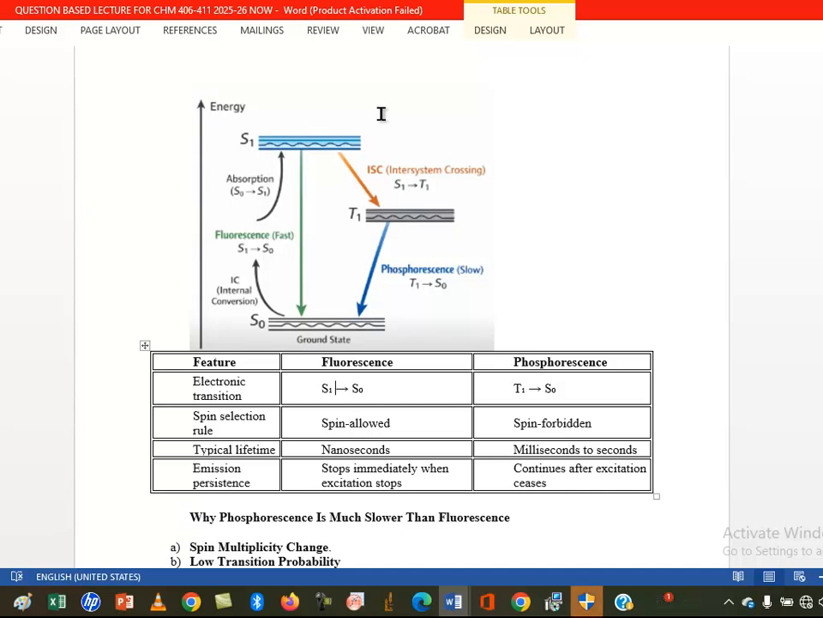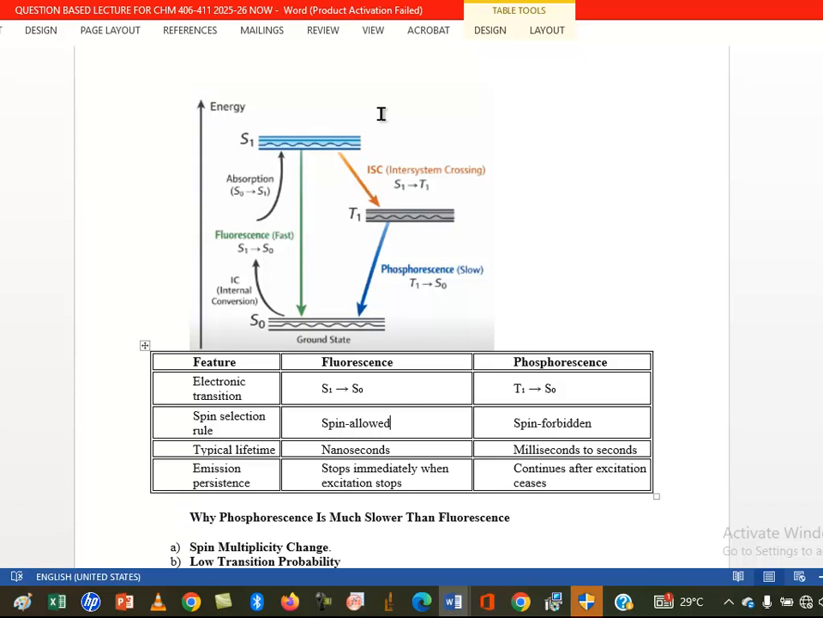Here is S1 to S0. Here is T1 to S0. Okay, for phosphorescence, then spin selection rule: spin allowed, spin forbidden. Typical lifetime is nanoseconds. Phosphorescence can be milliseconds to seconds. It takes a longer time.